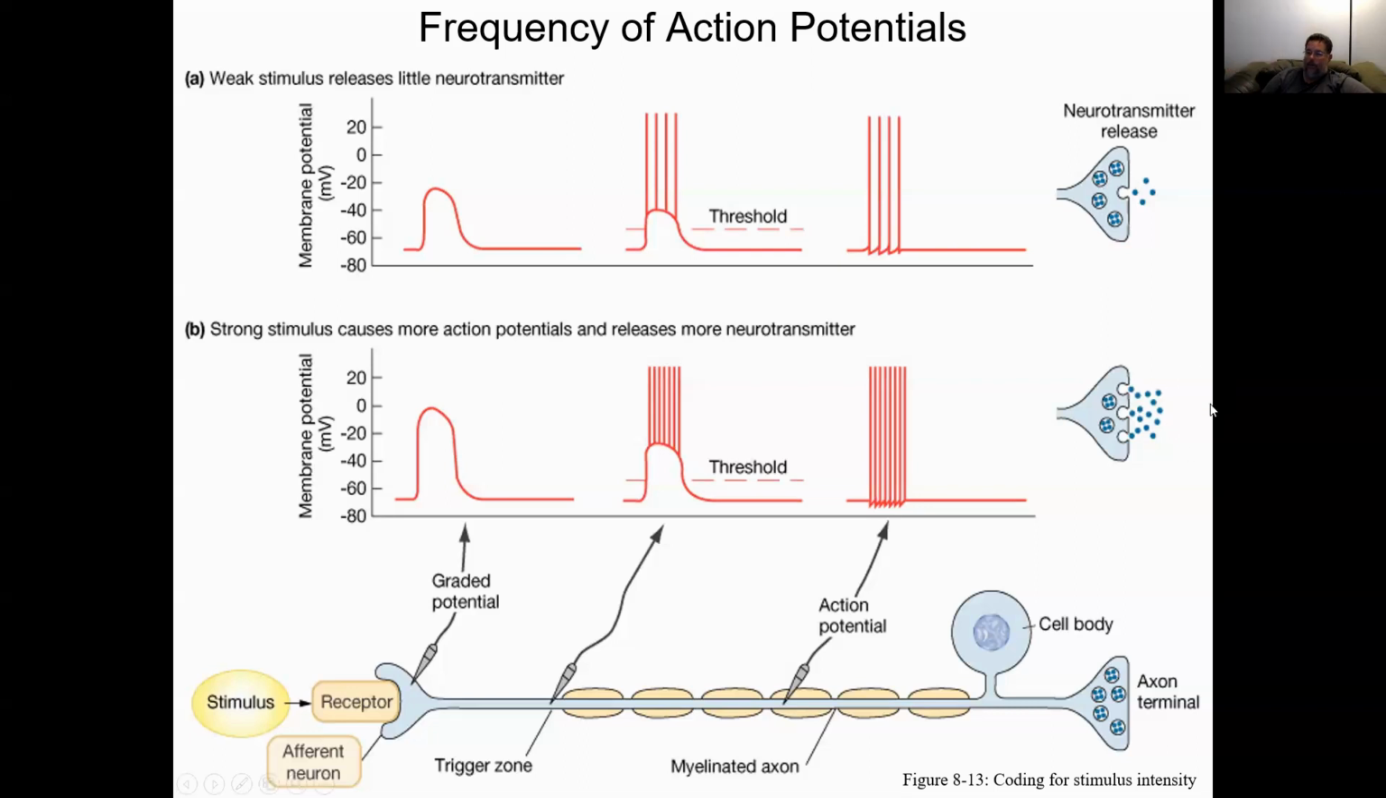So again, this is what makes the difference between a strong response and a weak response. Fewer action potentials traveling down results in a weaker muscle contraction or whatever the effector might be. But a strong graded potential results in lots of action potentials, which causes a lot more neurotransmitter to be released, and ultimately a stronger muscle contraction or whatever the effect would have been.